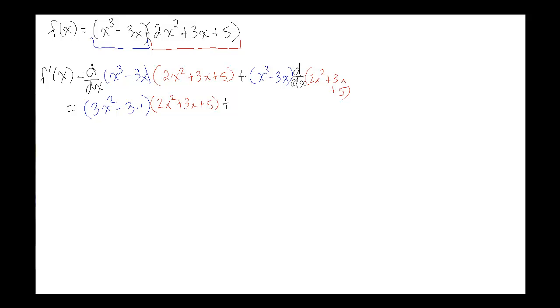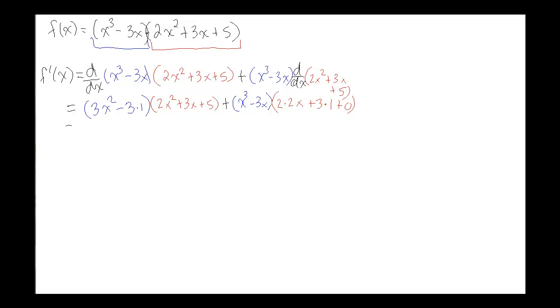Now we're going to go ahead and leave the first function alone because I already found its derivative. So in this step we just rewrite it. And then I need the derivative of our second part of our function here. So the derivative of 2x squared is going to be 2, constant multiple rule, times 2x, plus 3 times the derivative of x, which is 1, and then the derivative of 5, which is 0.